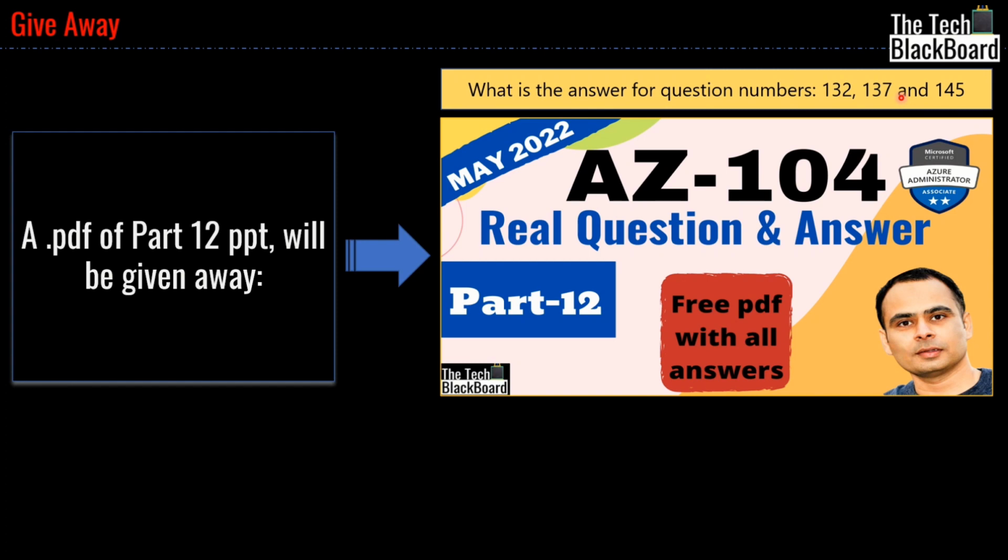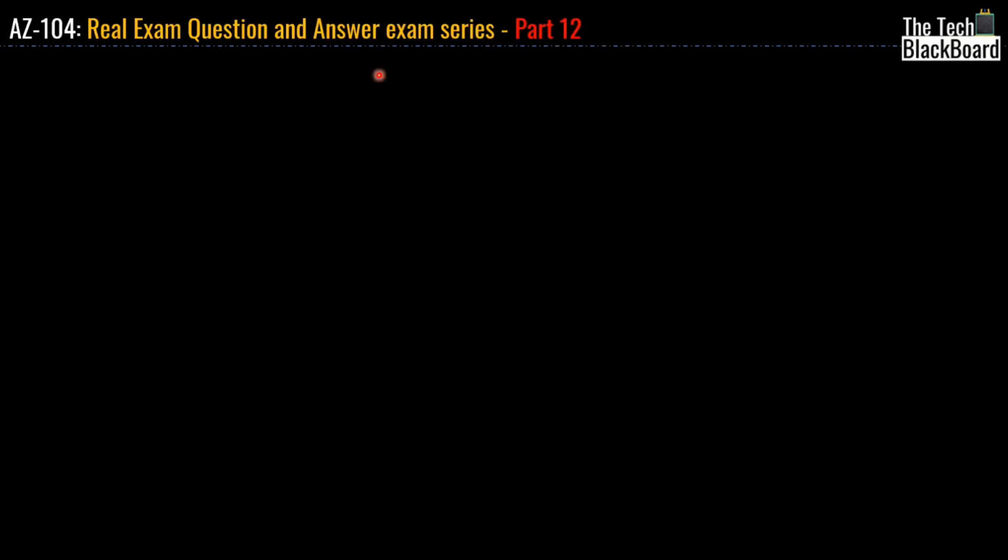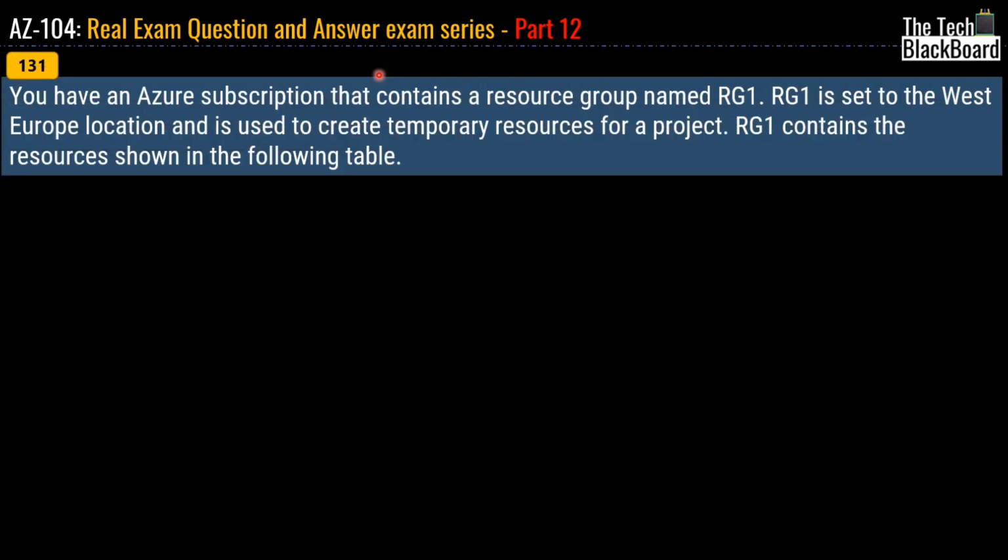So let's get started. Let's begin our part 12 with an interesting question on resource deletion and the recovery services vault. Here is question number 131. The question says that you have an Azure subscription that contains a resource group named RG1. RG1 is set to the West Europe location and is used to create temporary resources for a project. Moving on, RG1 contains the resources as shown in the following table.